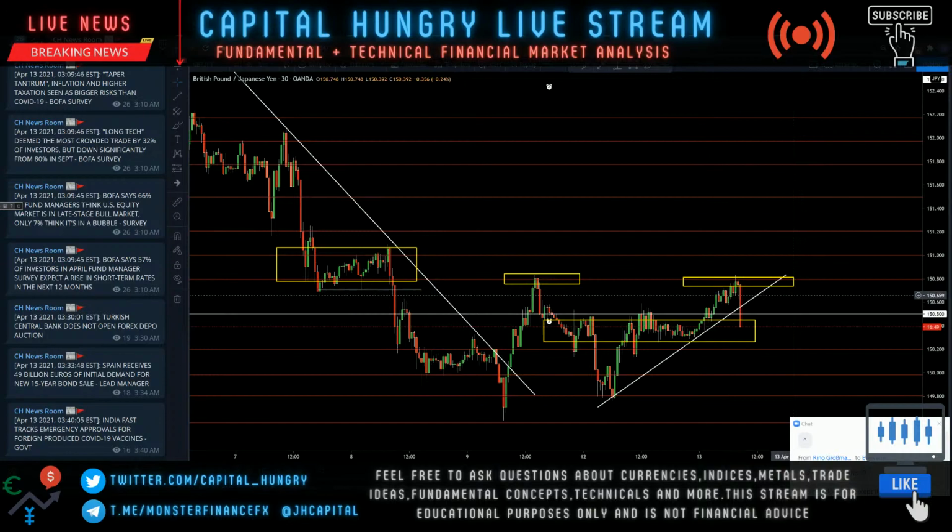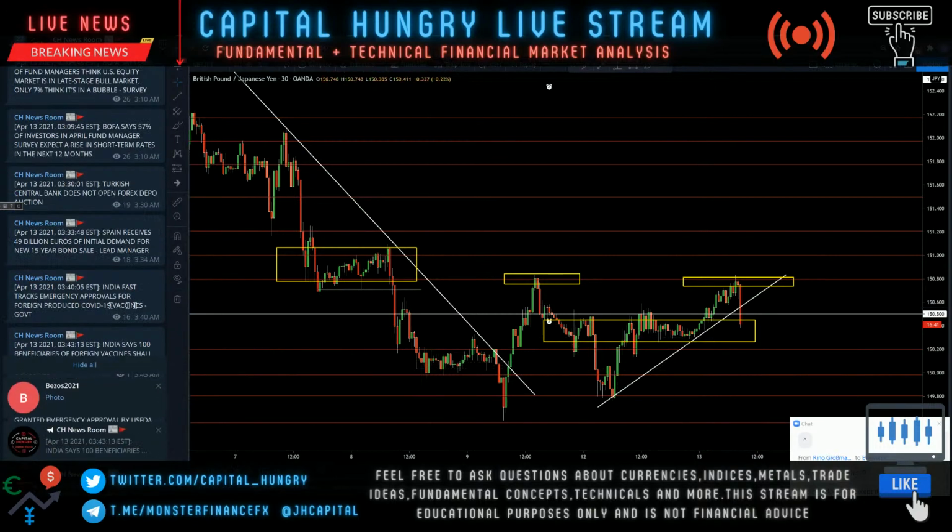GJ, obviously we're not going to be touching buys right now as we're breaking below 150.5. And I don't see any safe sells yet.